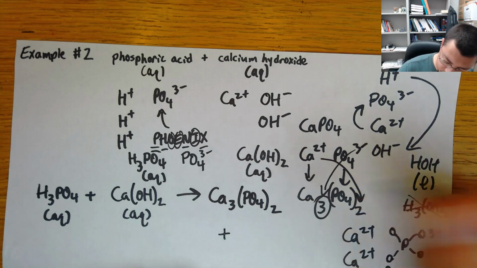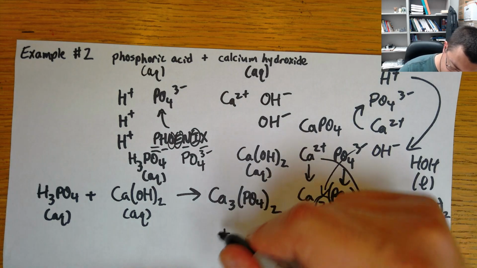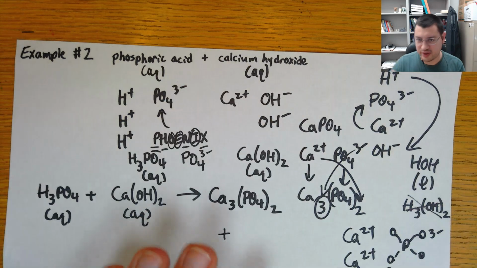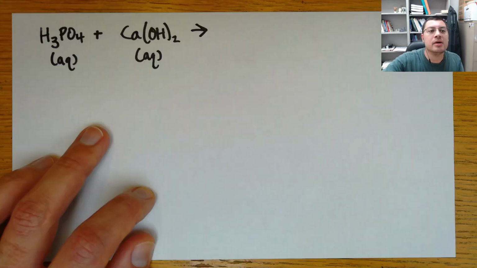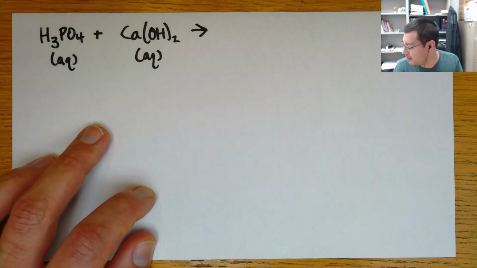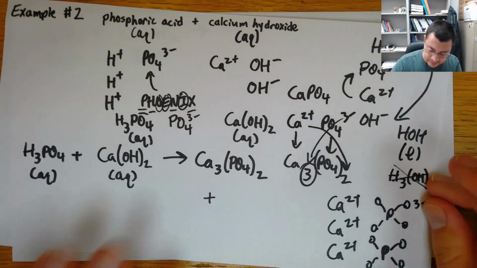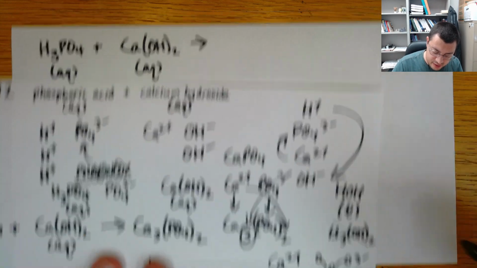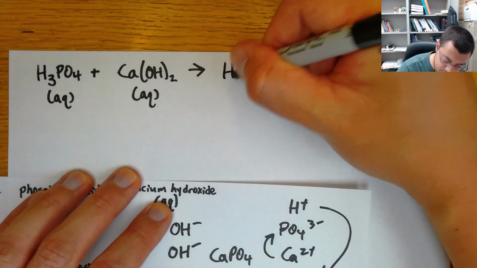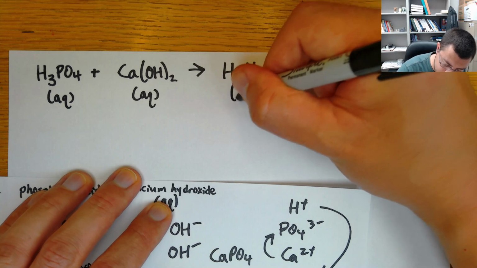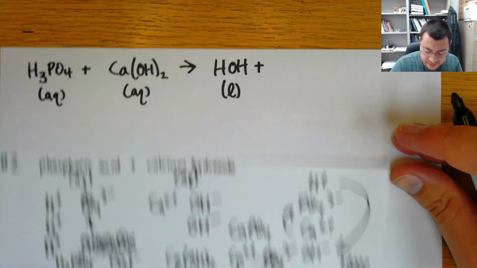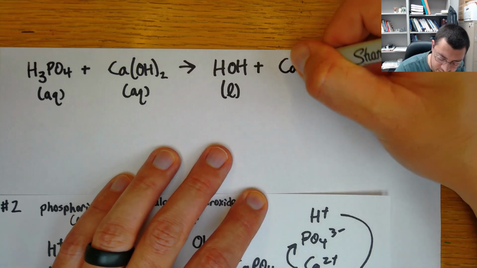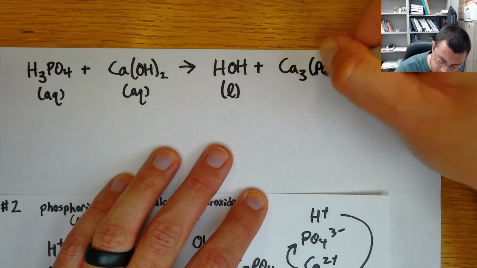And looks like we're running out of room. I should have written water first anyways. All right, let me pause this so I can rewrite it successfully. All right, that's better. We had water as our first product. And then we have the calcium phosphate as our second product.